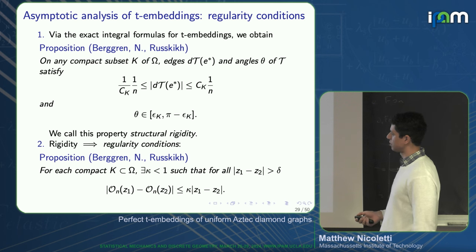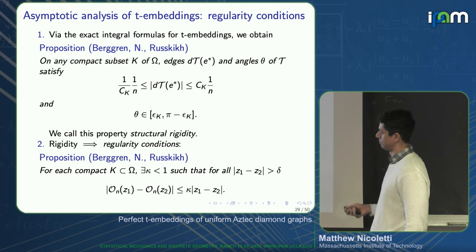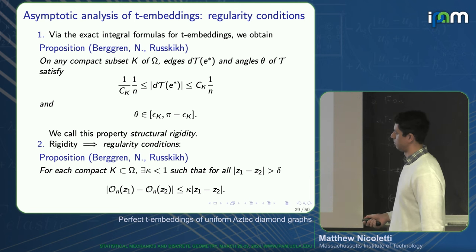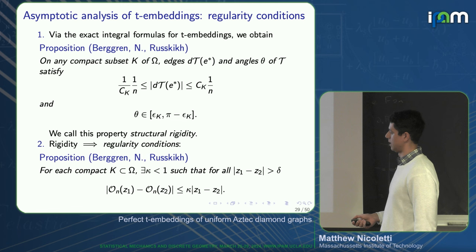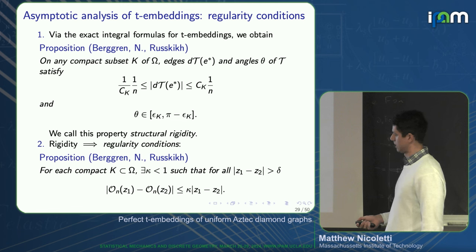And okay, so one of these regularity conditions, so we show ultimately that these properties, plus some mild condition on the image of the embedding, imply the regularity conditions which are required for their theorem. In particular, there's some Lipschitzness of the origami maps, which is required. So we're able to deduce this from this.